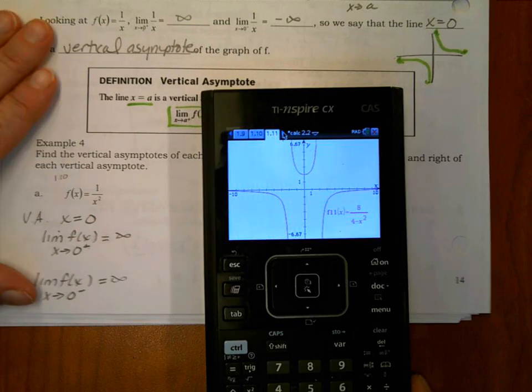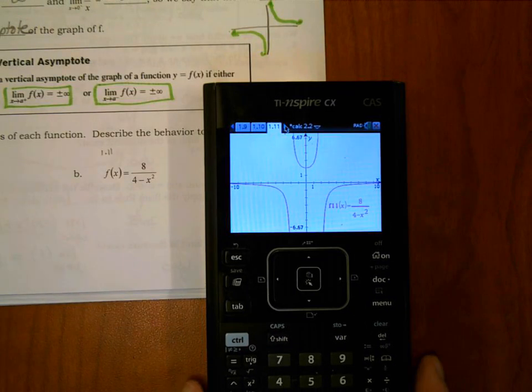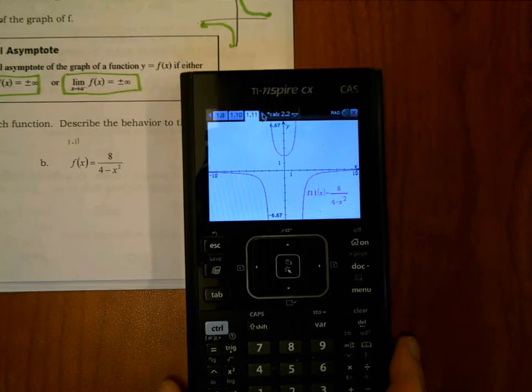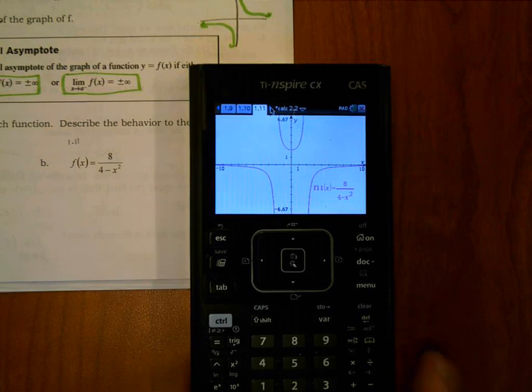Okay, so now here's the graph for the next one. So you might want to pause, take a look at the graph yourself, think about, okay, where are my vertical asymptotes? And then what are the limits to the left and the right? So if you're watching this on your own at home, you might want to pause right now, think about that on your own, and then watch the video and confirm if you have it correct or not.